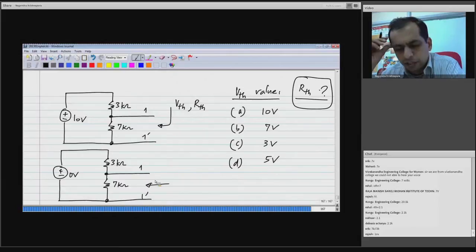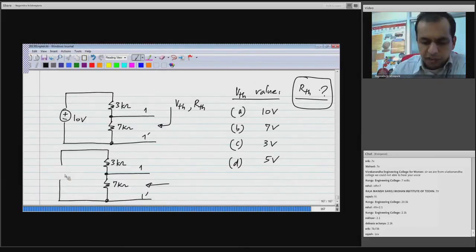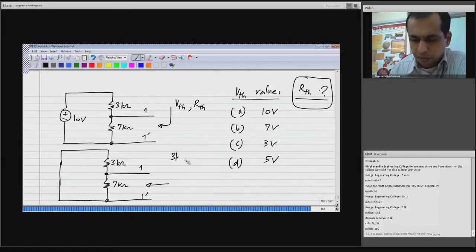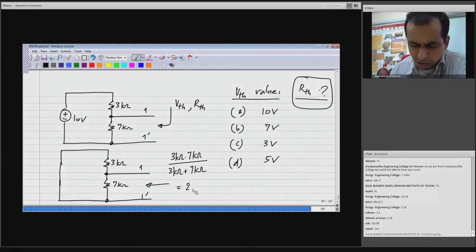Again, the answer is very simple. This is a short circuit, and you will be able to easily see that the 3 kilo ohm and 7 kilo ohm are in parallel. So the answer is 2.1 kilo.